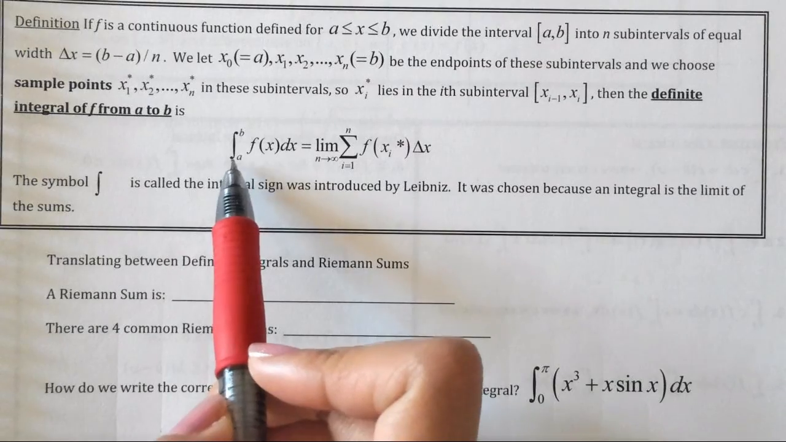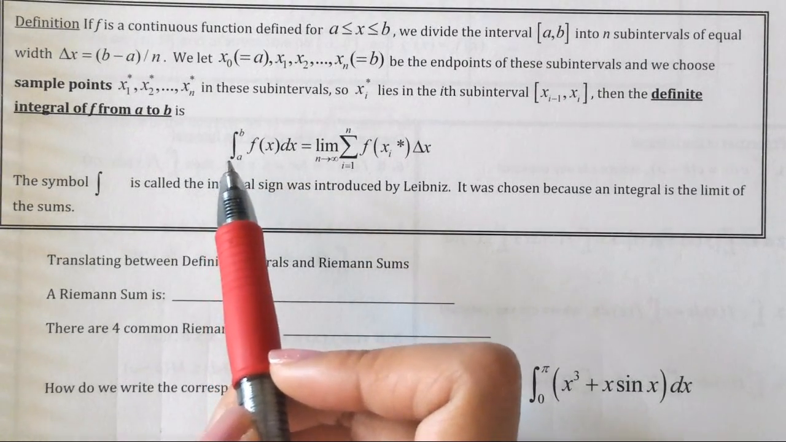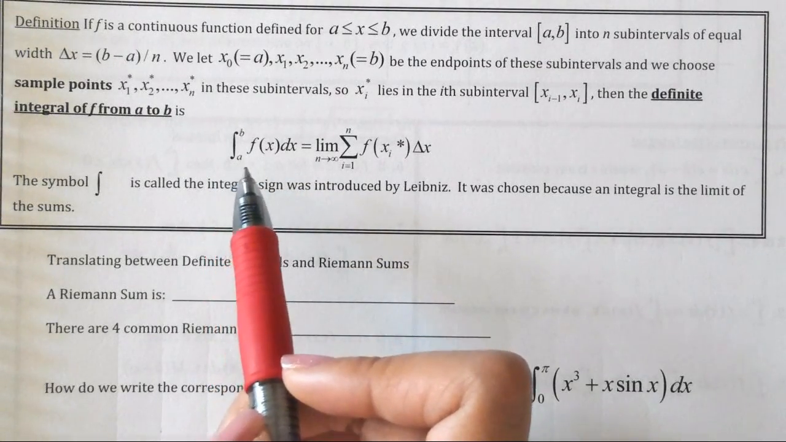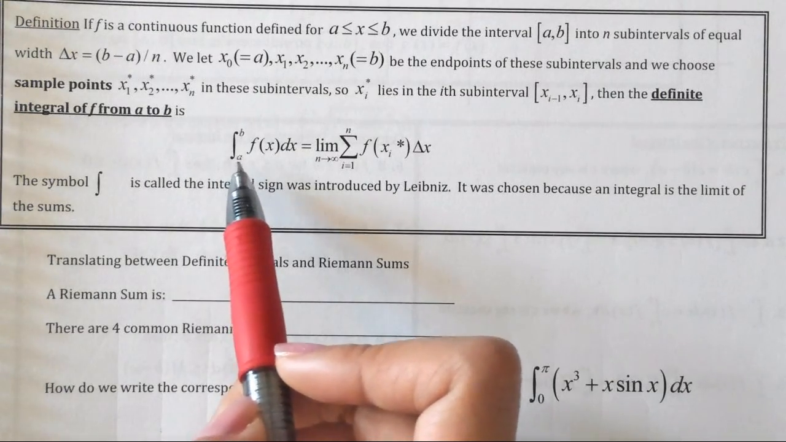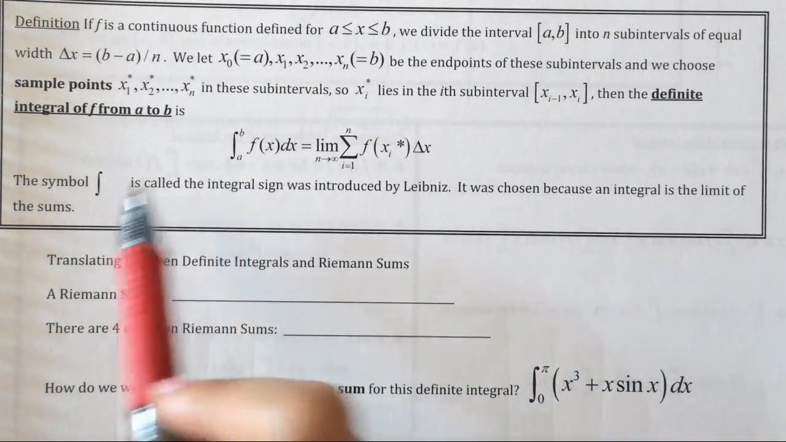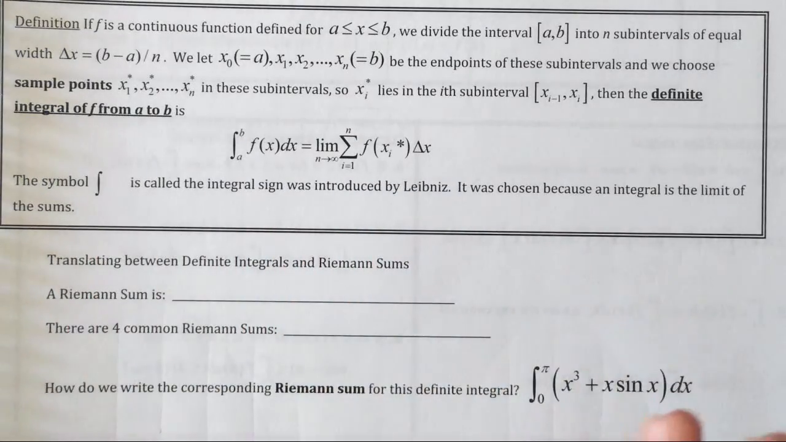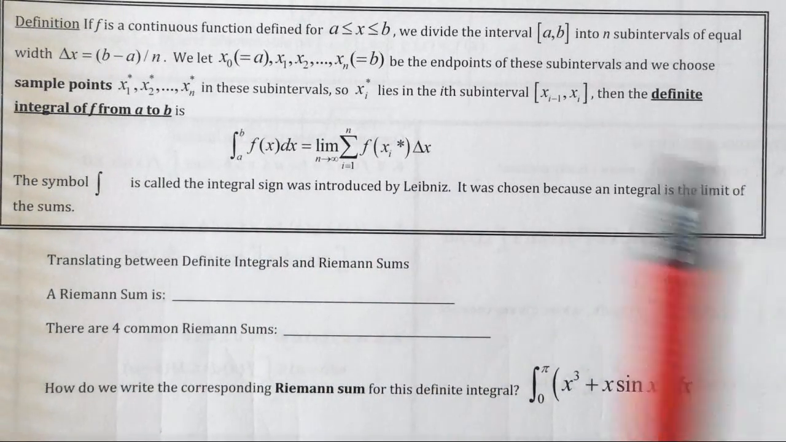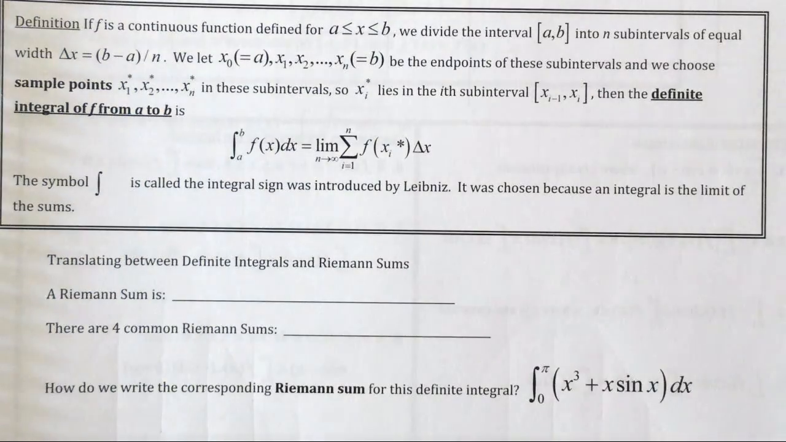So an integral, if we think back to derivatives, is basically an antiderivative. It does the opposite of what a derivative does. If you think of a derivative as kind of like subtraction, then you can think of an integral as addition. It undoes what a derivative does.